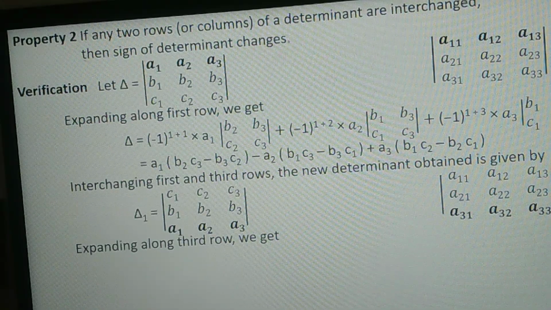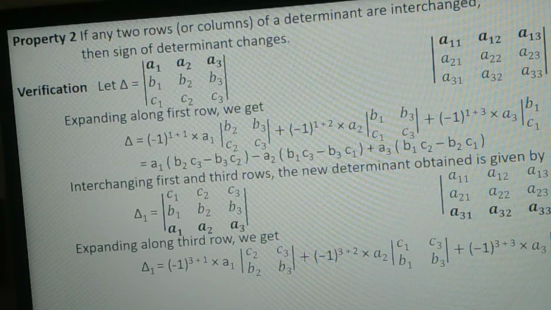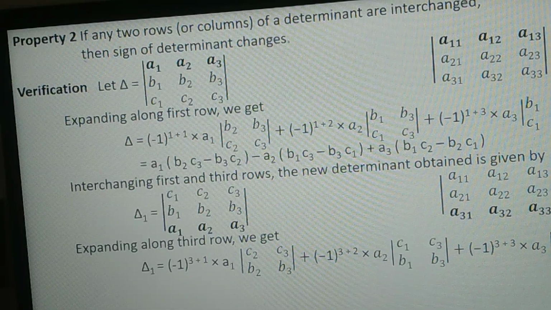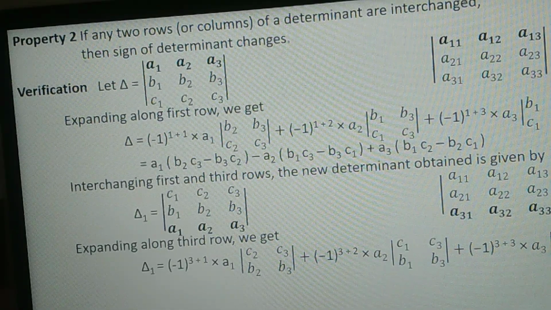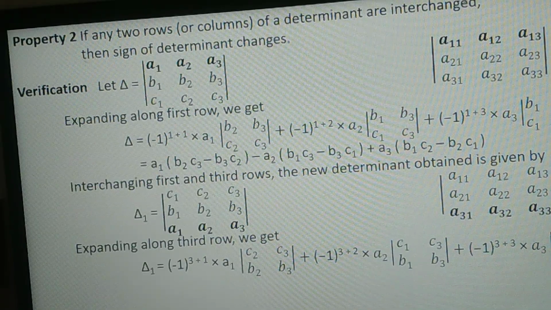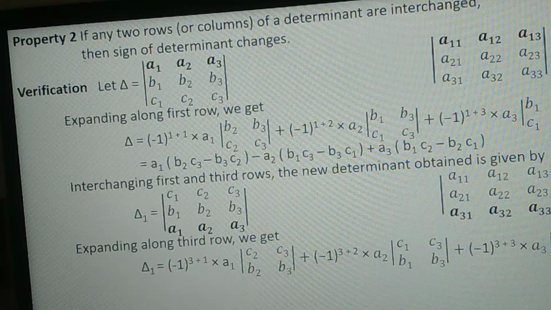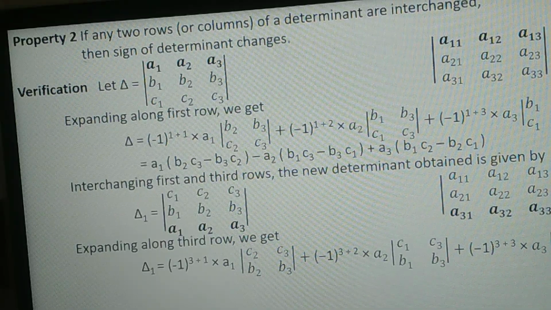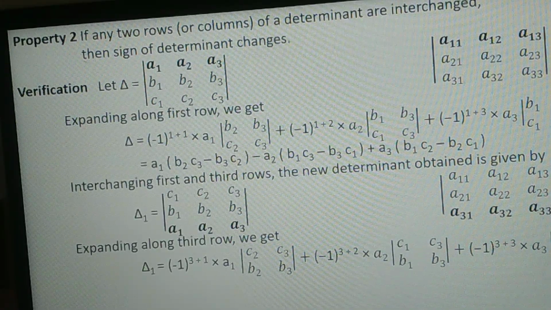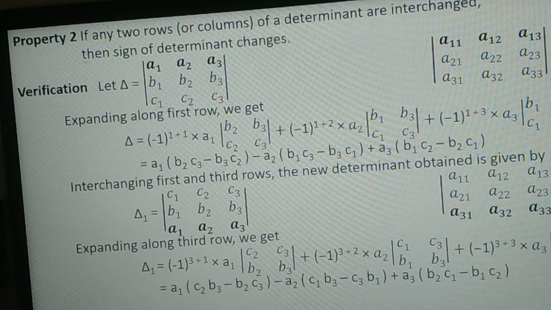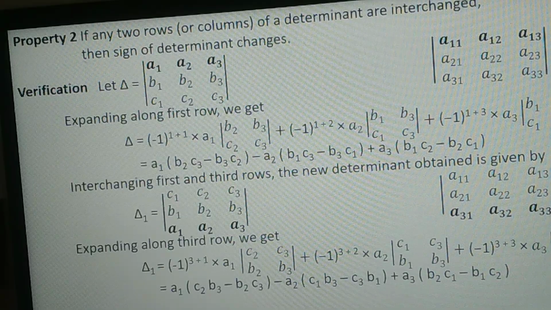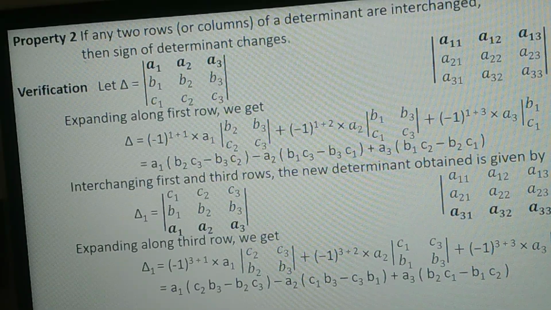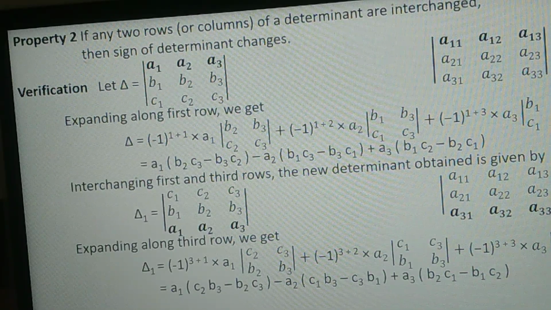Expanding along the third row, we get delta 1 is equal to (minus 1) raised to 3 plus 1 into a1 into determinant c2, c3, b2, b3, plus (minus 1) raised to 3 plus 2 into a2 into determinant c1, c3, b1, b3, plus (minus 1) raised to 3 plus 3 into a3 into determinant c1, c2, b1, b2, which is equal to a1 into (c2 b3 minus b2 c3) minus a2 into (c1 b3 minus c3 b1) plus a3 into (b2 c1 minus b1 c2).